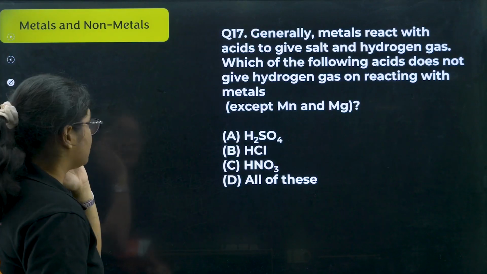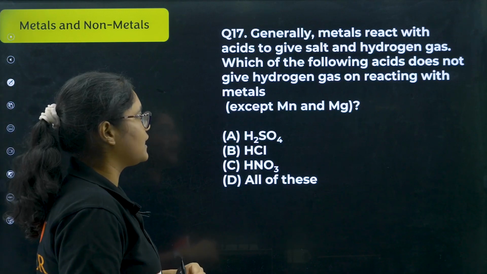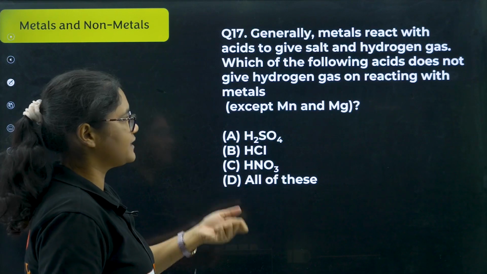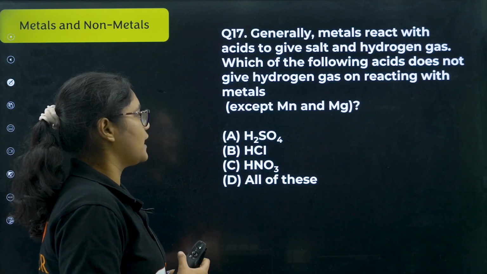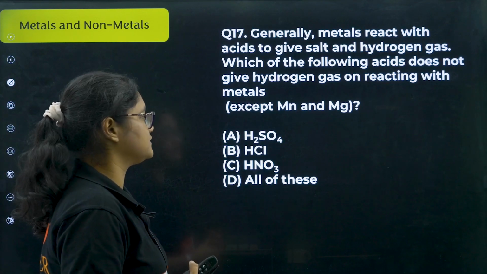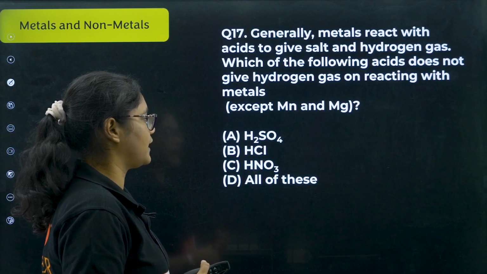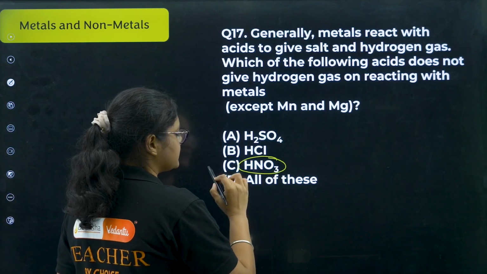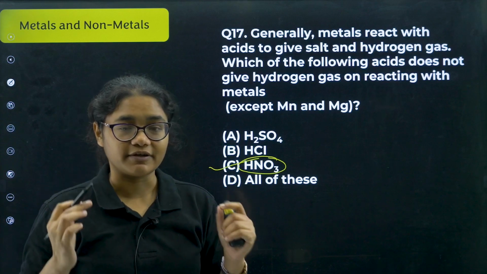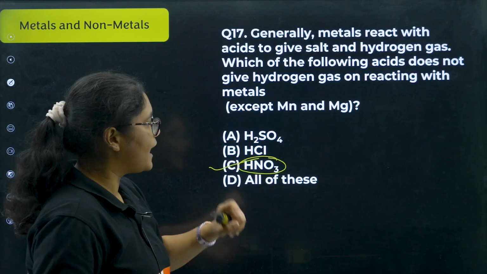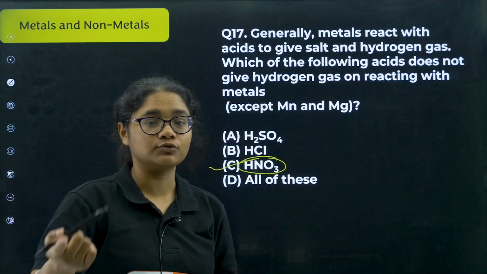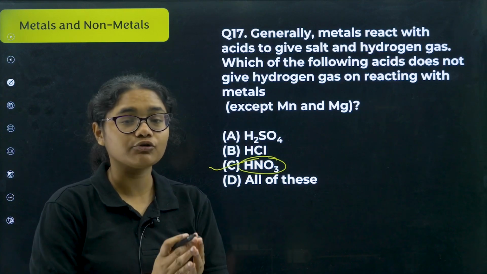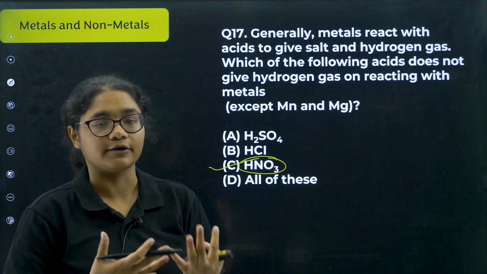Now next question, metals and non-metals. Generally metals react with acids to give salt and hydrogen gas. Which of the following acids does not give hydrogen gas on reacting with metals? If you see HNO3, it doesn't give you hydrogen gas because it is a very strong oxidizing agent and it oxidizes the hydrogen gas to water. So H2 does not remain as H2, it gets converted to H2O.